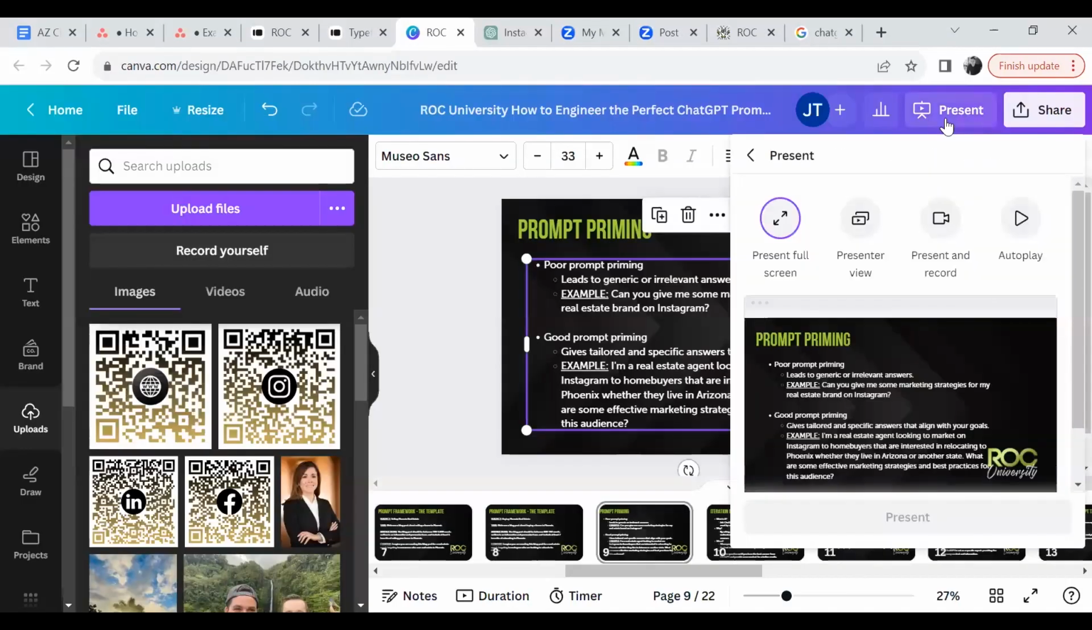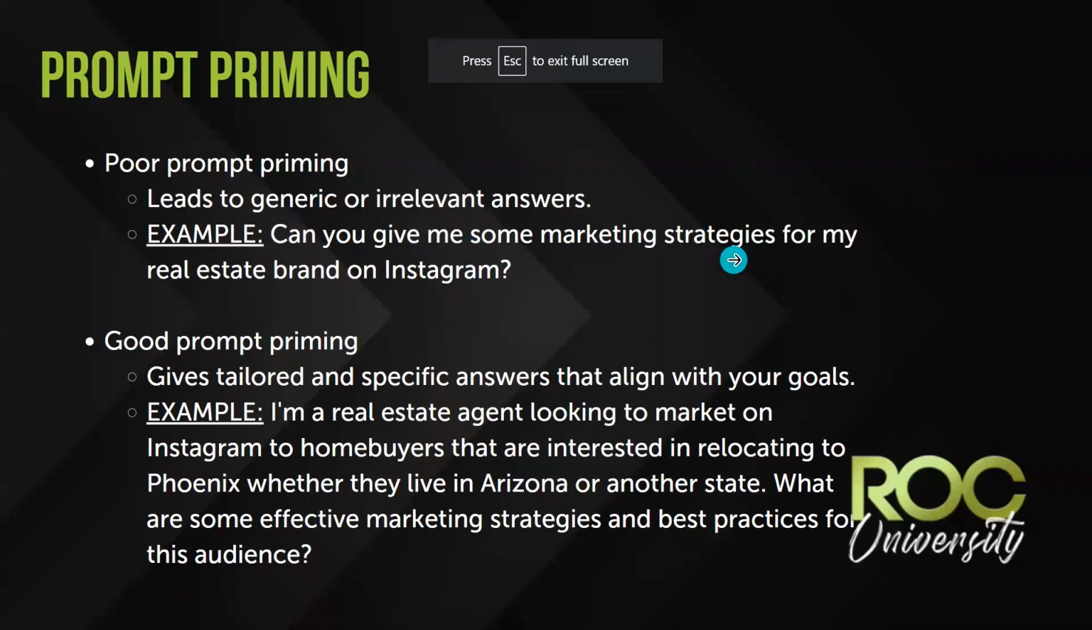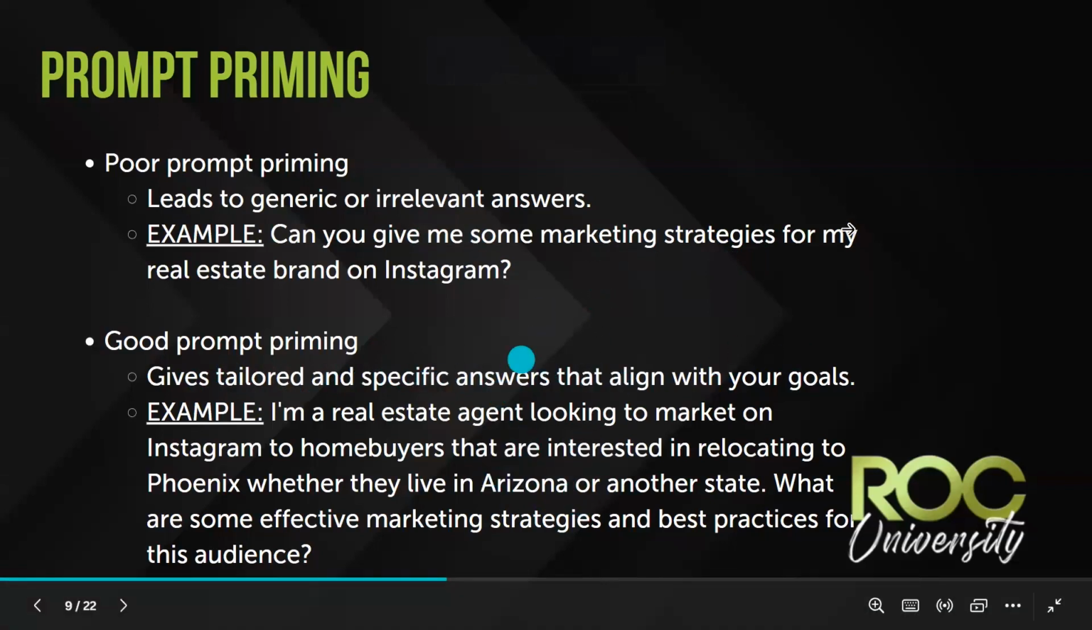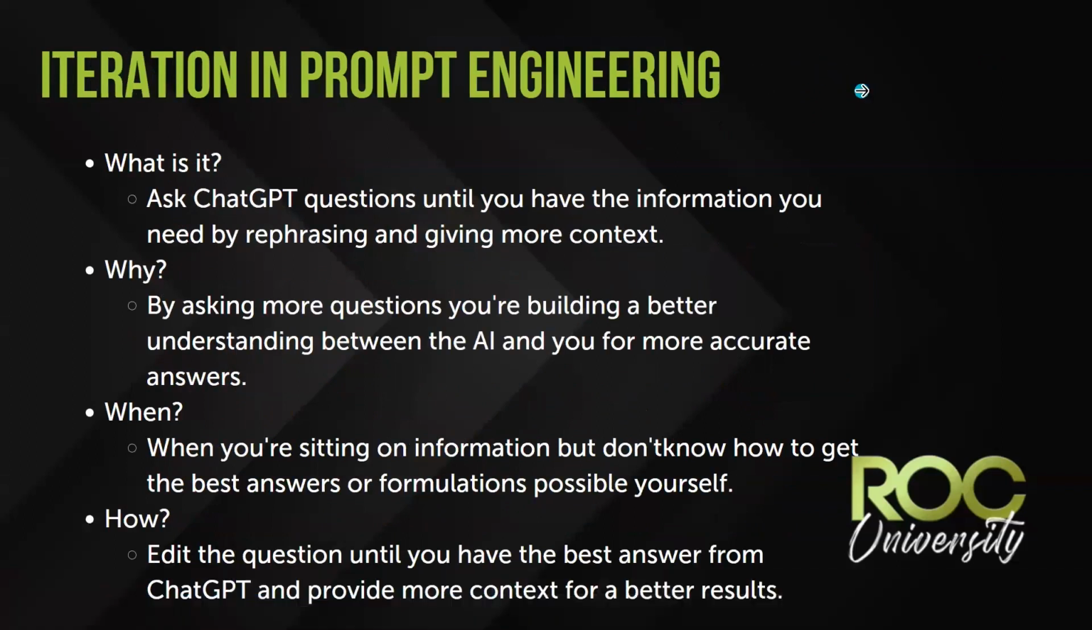So poor prompting, so obviously a lot more broad. Still a good outcome, but it could be better, could be tailored more in specific answers that align with your goals, okay? So the difference between the two there. Iteration and prompt engineering. What is iteration? It's when you ask ChatGPT questions until you have the information you need by rephrasing and giving more context.